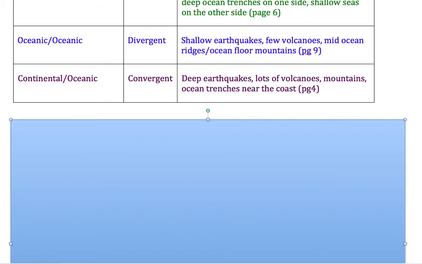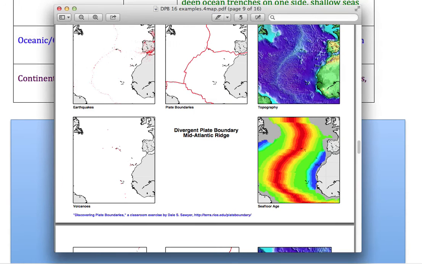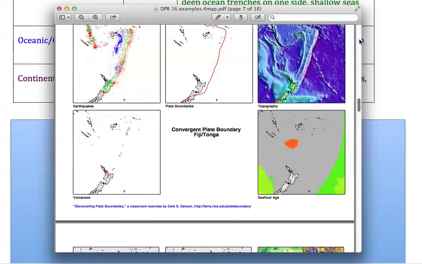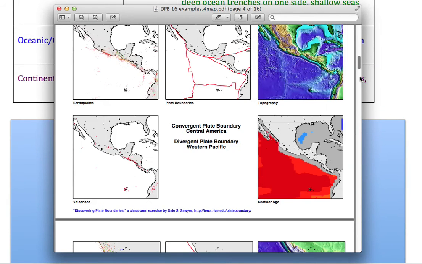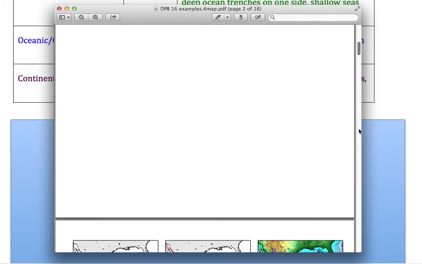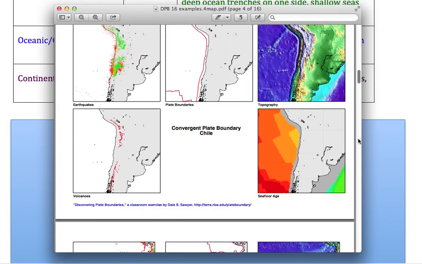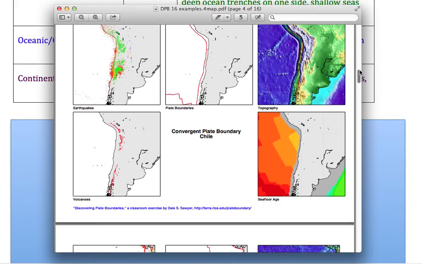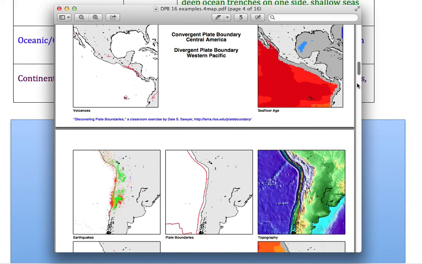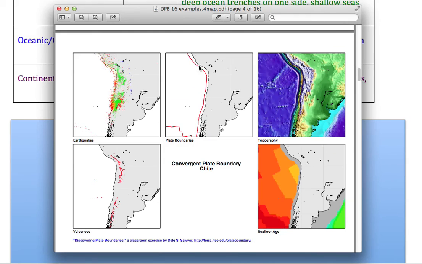Last, oceanic continental convergent, where we have a continent and an ocean colliding. Here we have deep earthquakes because of the subduction zone. We have lots of volcanoes, we have mountains, and we have ocean trenches that are near the coast. Page 4. Here we have page 4, please, not page 2. There we go. Here we have the western coast of South America. I want to be down there. Okay, I'll be satisfied. Here's the boundary.